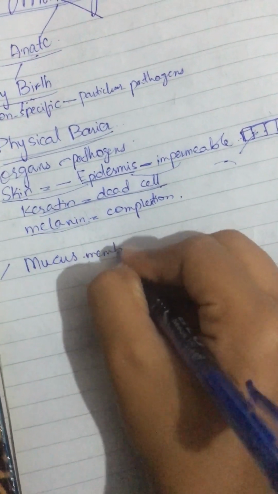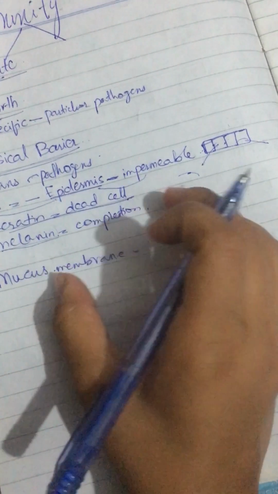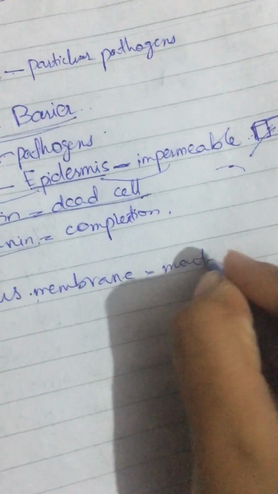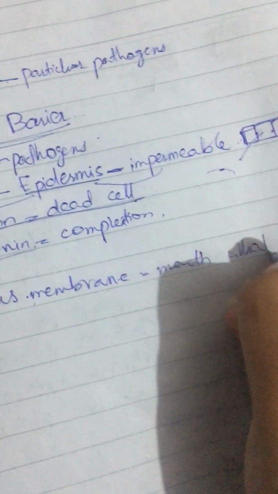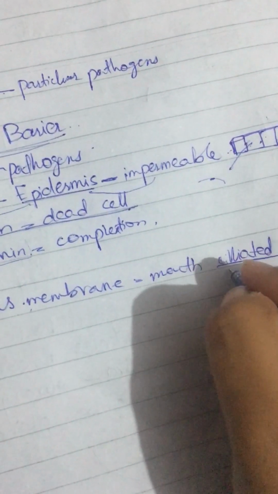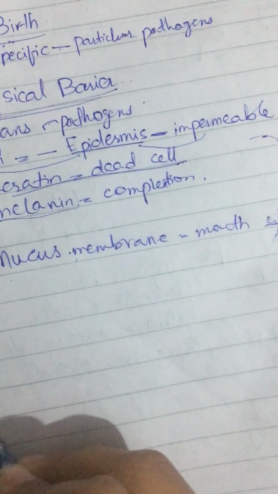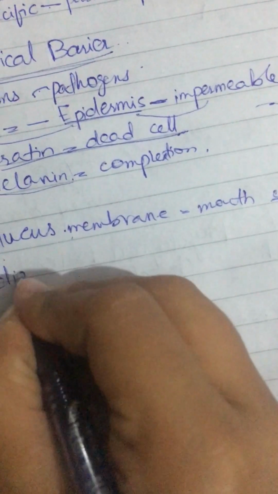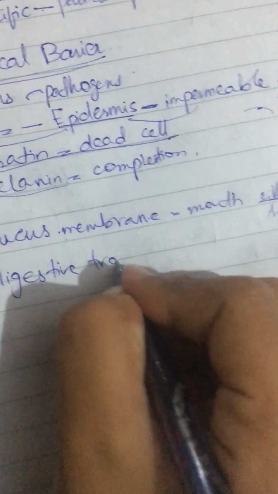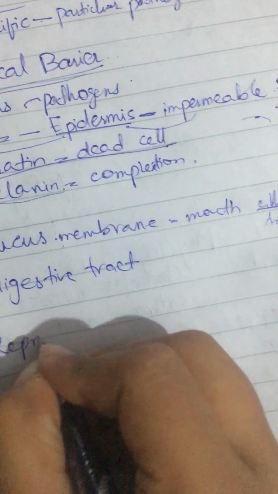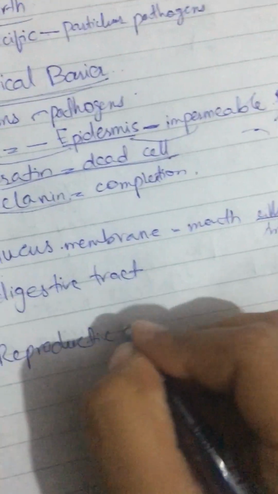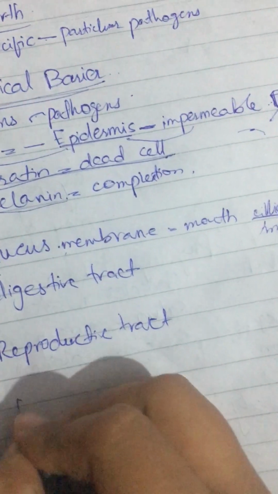So that was our first organ. Next is the mucous membrane, the substance which is in our mouth. It has ciliated cells, which are movable. This is present in three regions: first the digestive tract, second the reproductive tract, and third the respiratory tract.